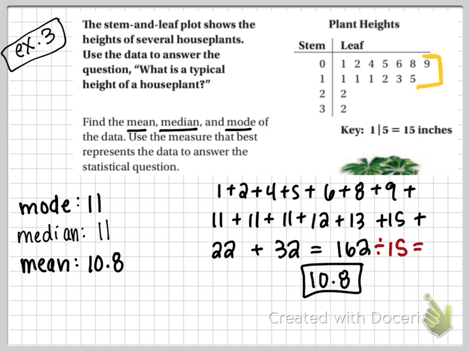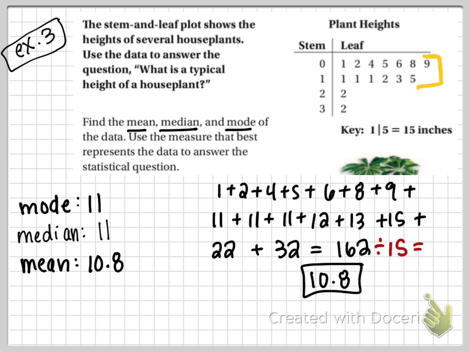What would you say? What is the height of a typical house plant? We had a little trouble with this on the quiz yesterday. People were like, between like 10 and 11. Give me a value. What is the height? And justify it with statistics. What would you say, Hudson? 11. Why? Because the mode and the median both.